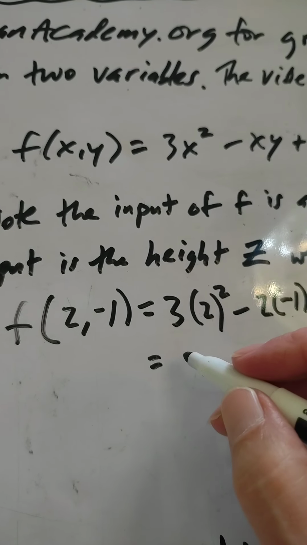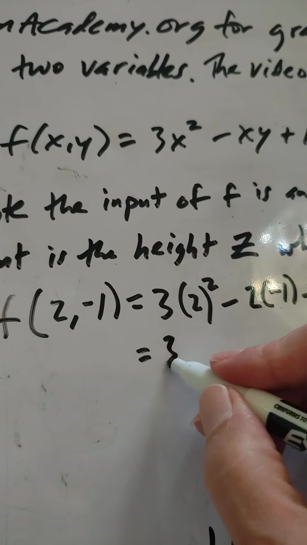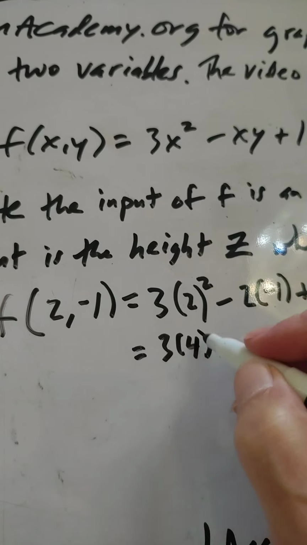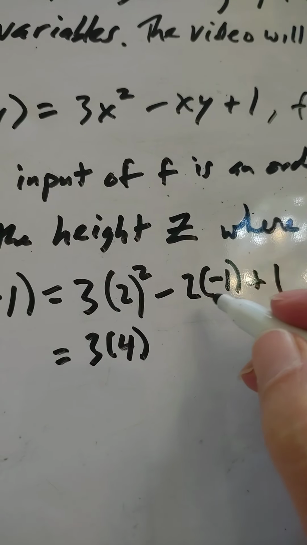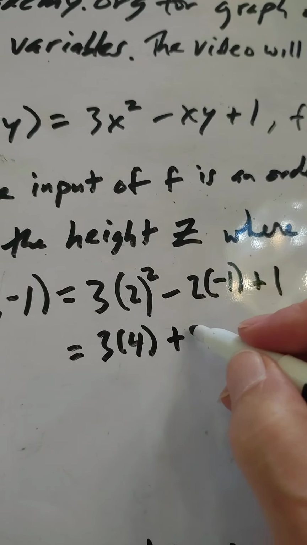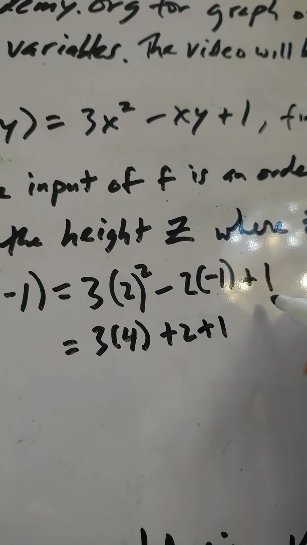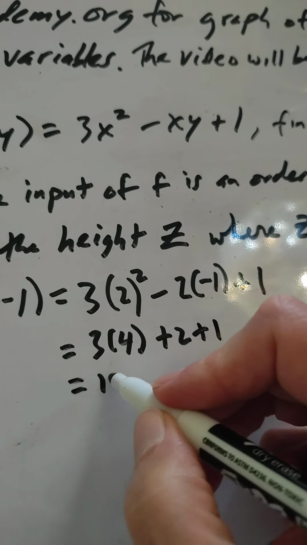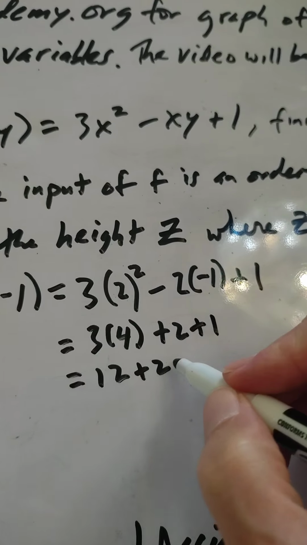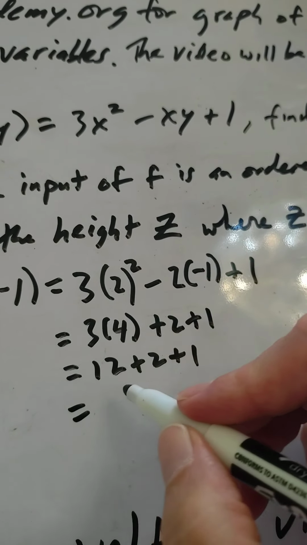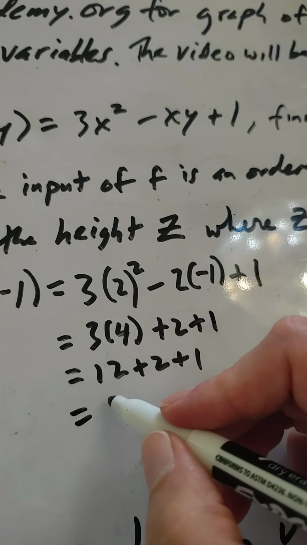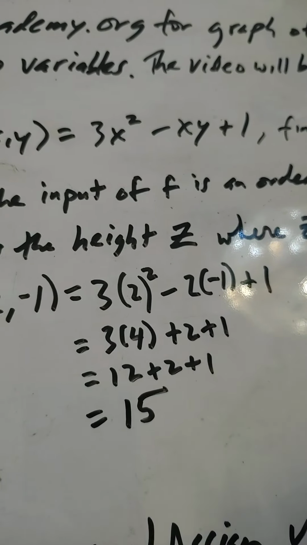So f of 2 comma negative 1 is going to be 3 times 4, because you have to square the 2. And then minus 2 times a negative 1 is going to be a plus 2, plus 1. And then that's going to equal 12 plus 2 plus 1. 12 plus 2 is 14, plus 1 is 15. So the output z is 15.